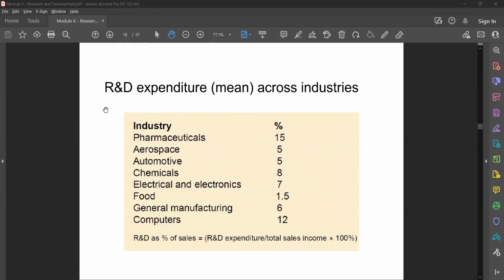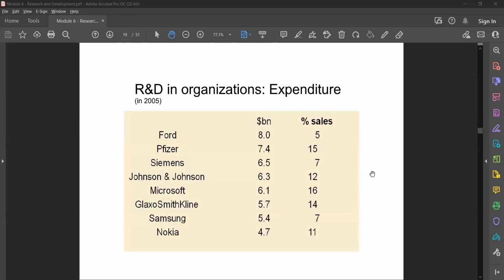So if we look here, these are the industries with the biggest expenditures. Okay? We have pharmaceuticals, which is 15%. Then followed by computers. Computers here include your mobile phones, your smartphones. So it is considered as computers. That's 12%. Then it is followed by chemicals, then electrical and electronics, and so on. So this is based on the research. Okay, so across industries, these are the industries.